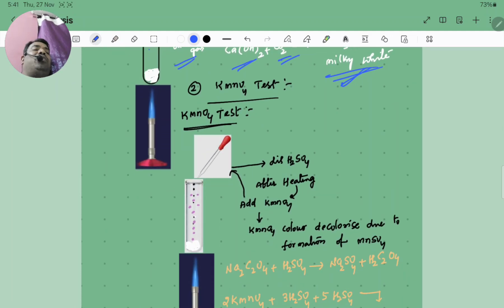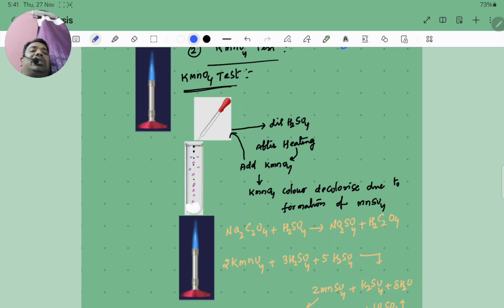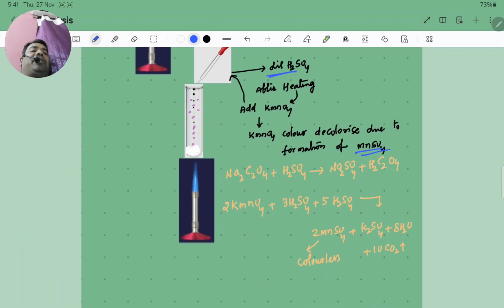Next, student, KMnO4 test, right? Take the original salt, add diluted H2SO4, after heating add KMnO4, right? This KMnO4 purple color will be decolorized with the formation of MnSO4, right? This is the oxalate, our salt, reacted with the H2SO4, forming Na2SO4 with the liberation of oxalic acid. Now this oxalic acid, this is H2C2O4, student, reacted with this. Reactions are most important, student.